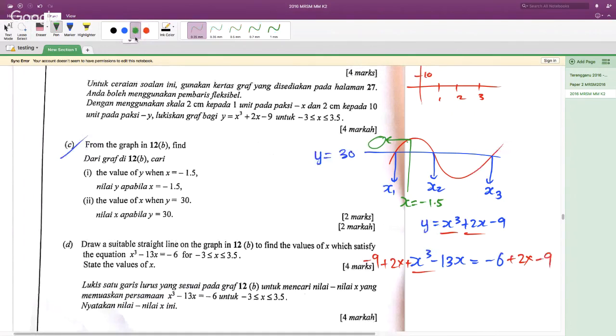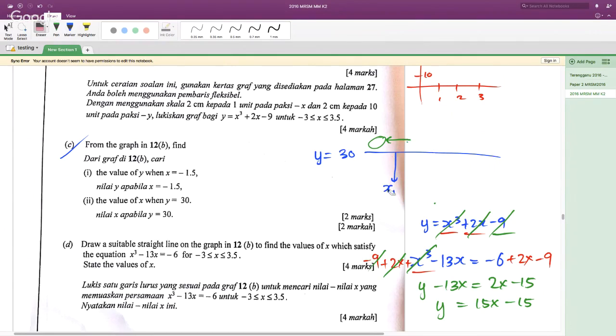Okay, now I have all three terms. x cubed, 2x and negative 9 is y. So y minus 13x is equal to 2x minus 15. So y basically equals 15x minus 15. Okay, this is the so-called substitution method. But if you don't like this method, I guess a lot of you, your teacher actually teaches the elimination method in school. So I will teach you the elimination method here, to see whether we get the same equation.